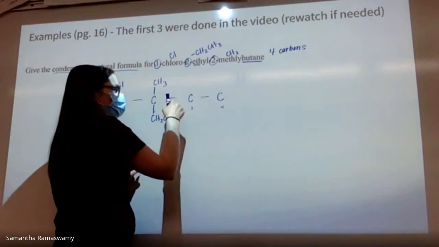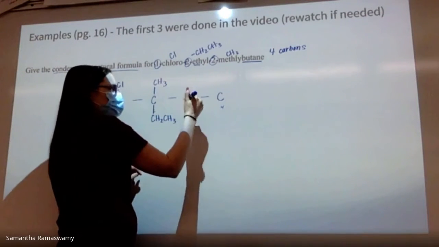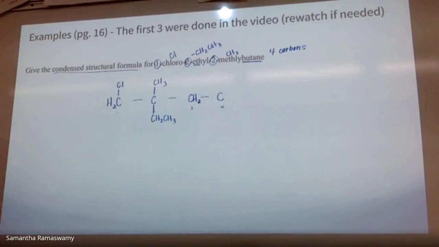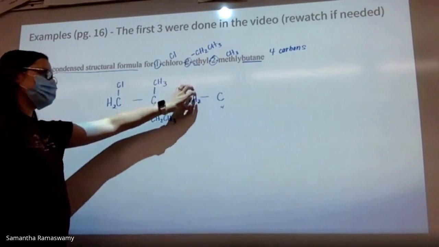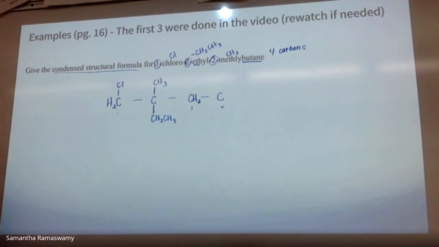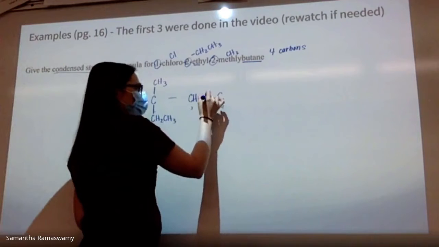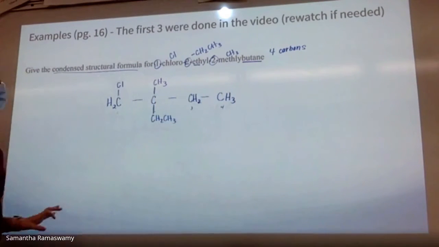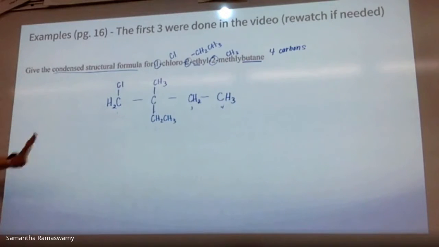This carbon has 2 bonds, it needs 2 more. So I'm going to show the CH2. So basically, instead of having an H on top and H on bottom, we're condensing them together. That's the condensed formula. And then this carbon on the end has 1 bond, it needs 3 more. This is our answer. This is our condensed structural formula for 1-chloro, 2-ethyl, 2-methyl butane.